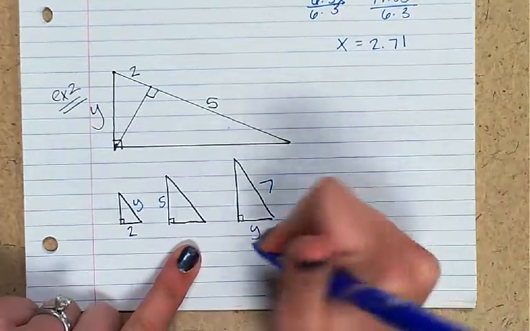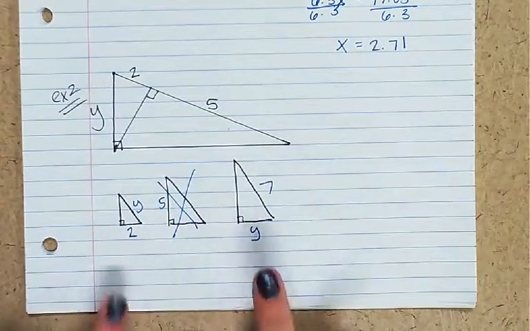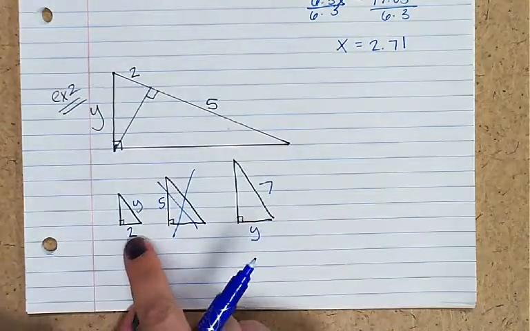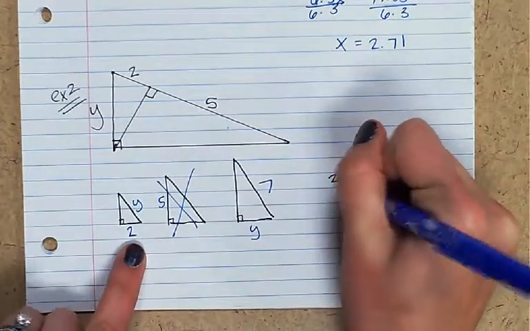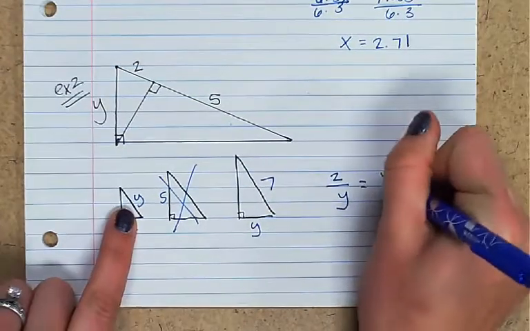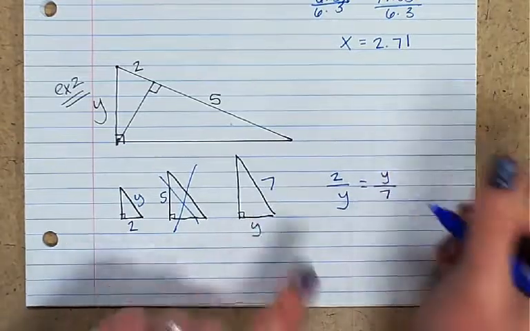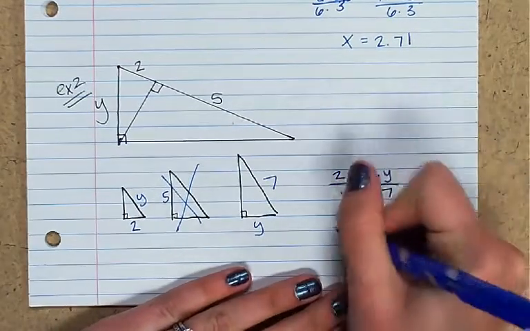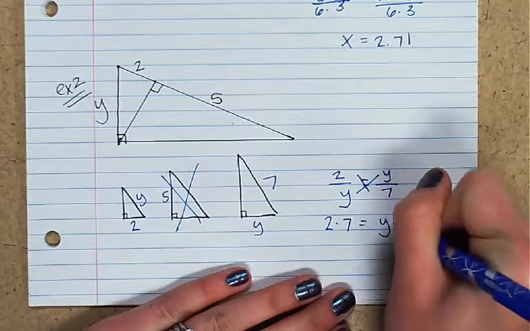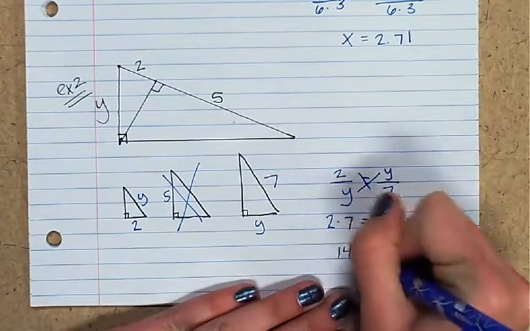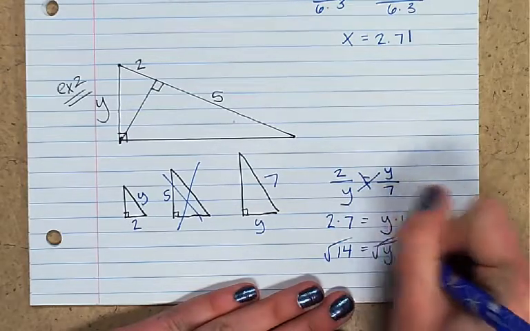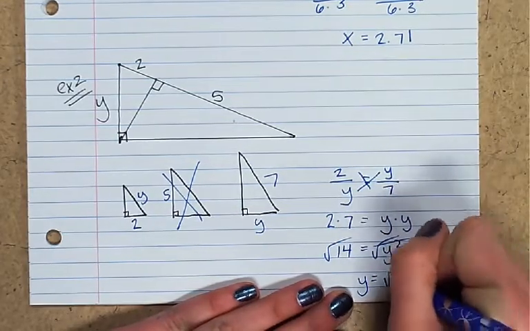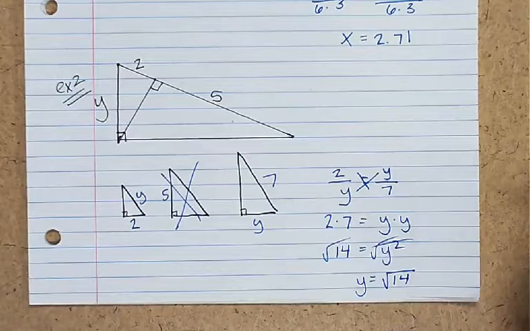For the medium triangle, I only have one length, so that's not going to help me at all. But here I can write a proportion. Short leg is to short leg as hypotenuse is to hypotenuse. If I cross multiply, I'll have 2 times 7 equals y times y. So 14 equals y squared. To undo squared, we square root both sides. There are no perfect squares that go into 14, so we just leave it like that. y equals the square root of 14.